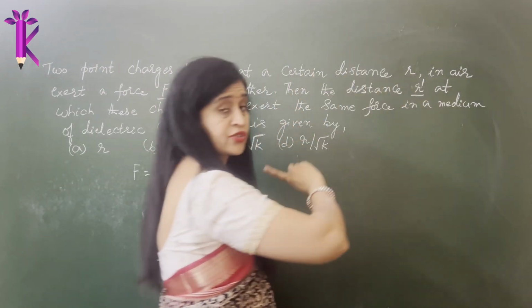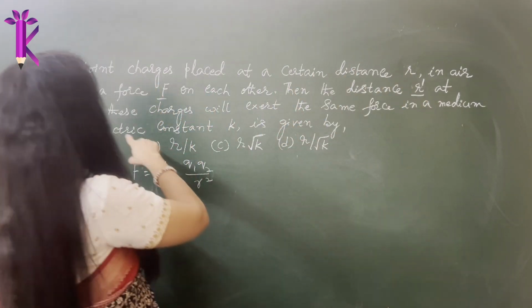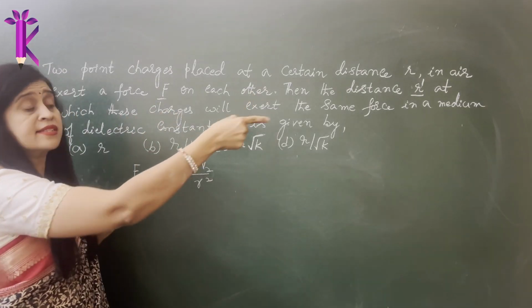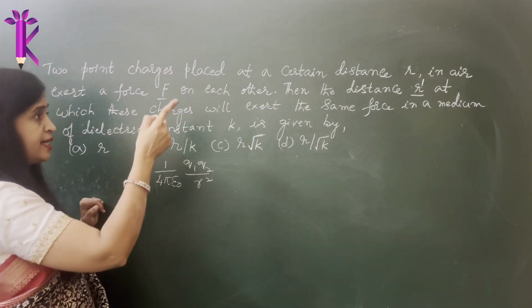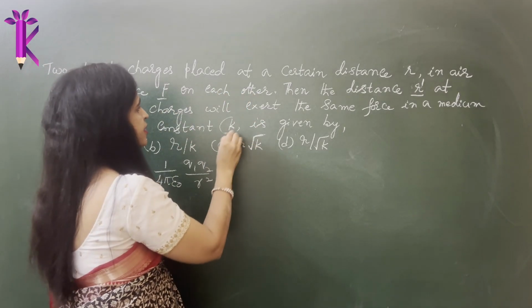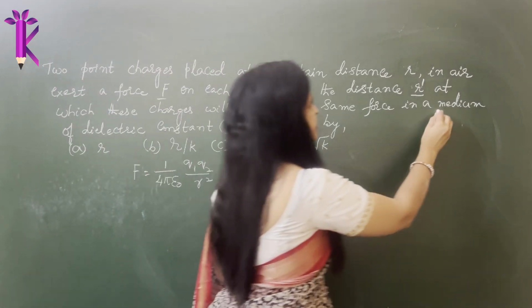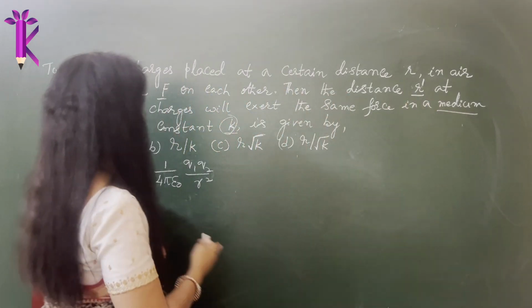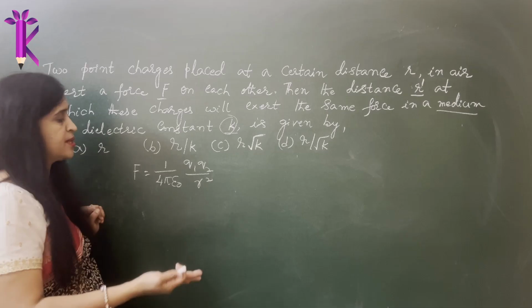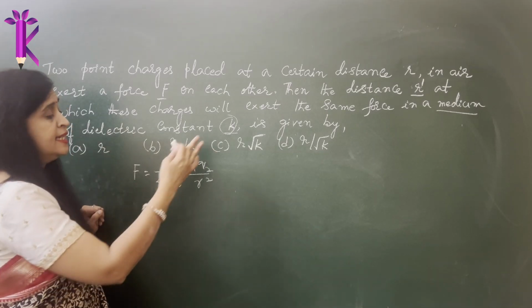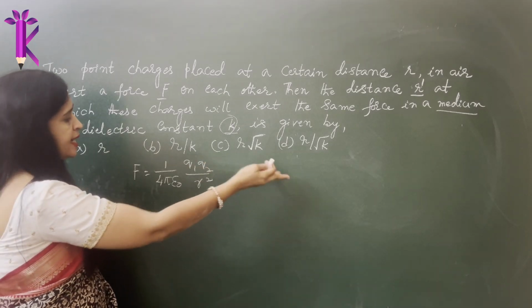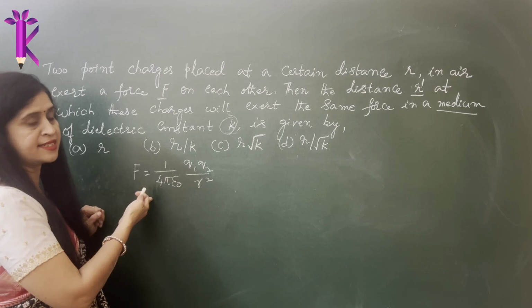So the distance is changed from r to r dash, at which these charges will exert the same force in a medium. So in a medium of dielectric constant K. The medium as well as the distance are different in the second scenario, but even then, when you change the medium and the distance, the force exerted in the second scenario will be the same as the force exerted in the first scenario.